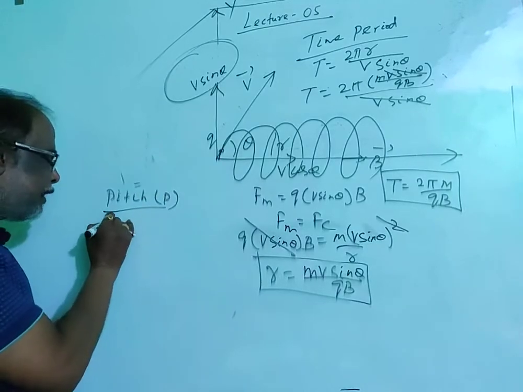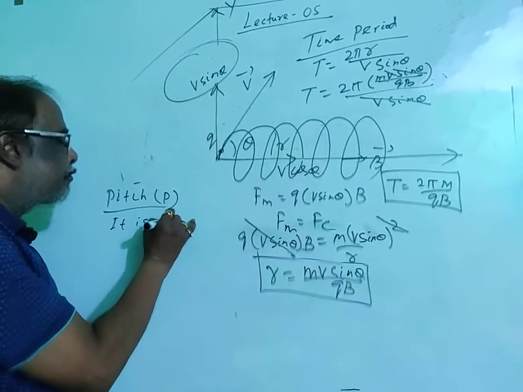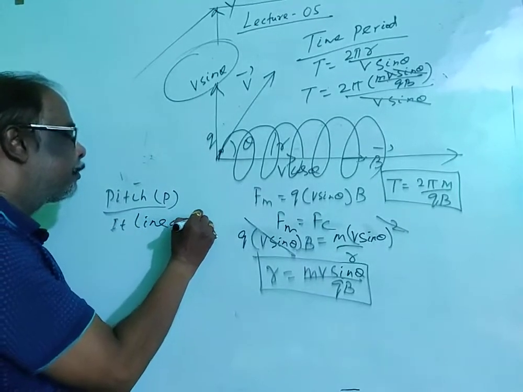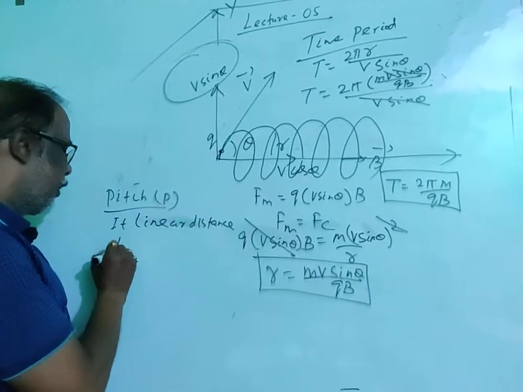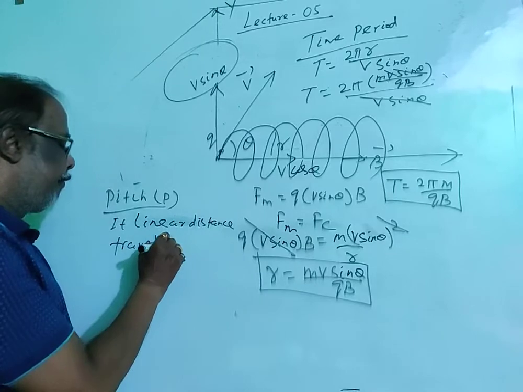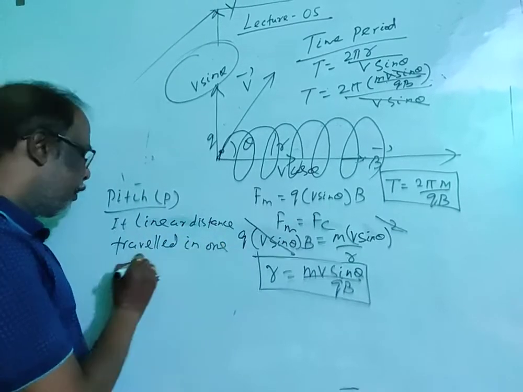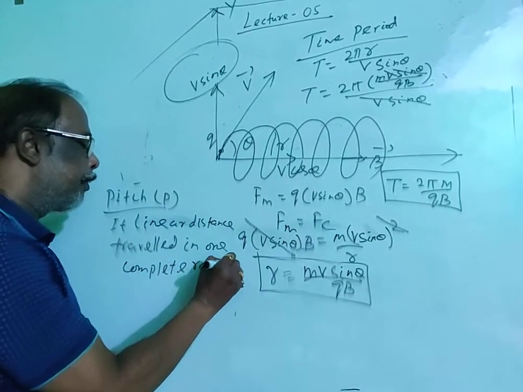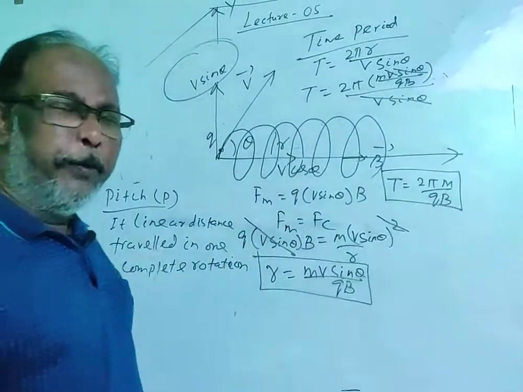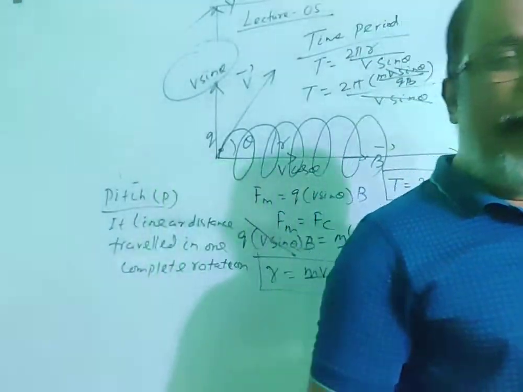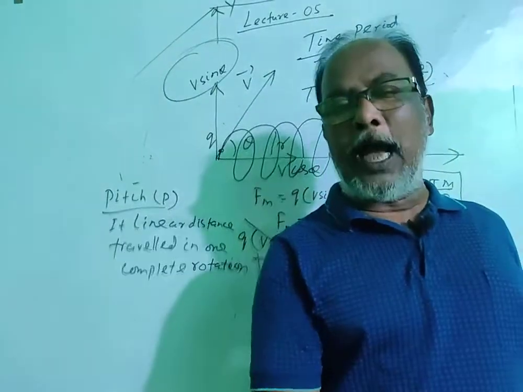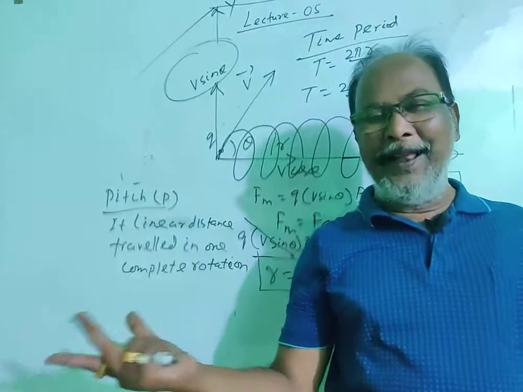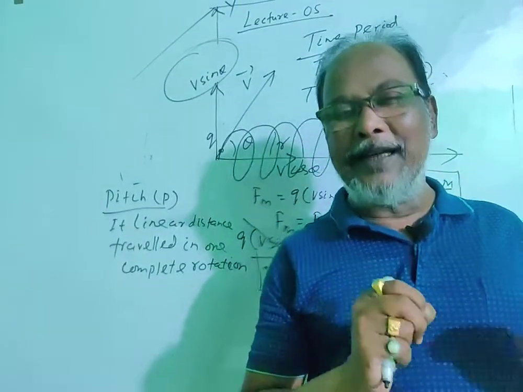And finally, pitch. What is pitch? Pitch is the linear distance traveled in one complete rotation, or you may say pitch is defined as the linear distance traveled by a charged particle during one complete time period. During one complete rotation or during one complete time period.